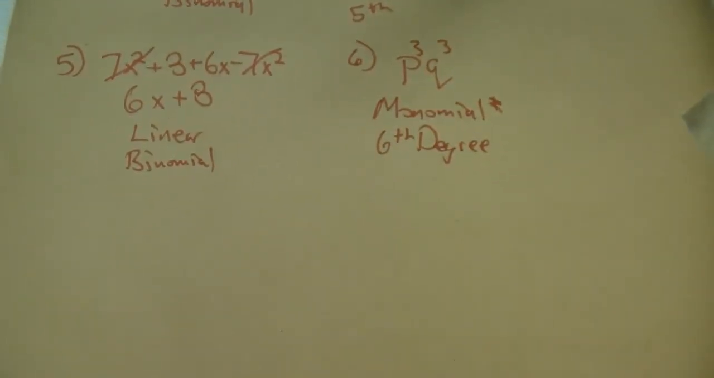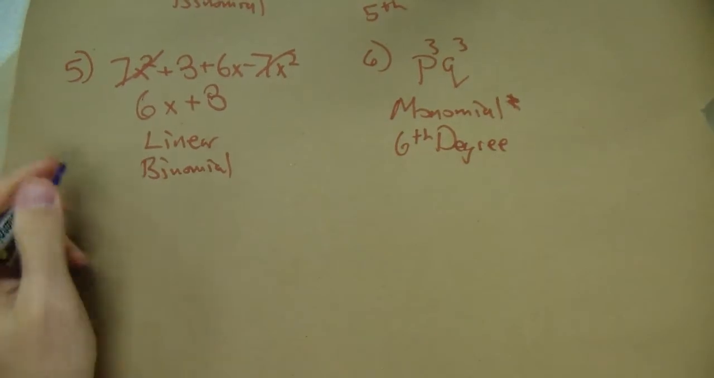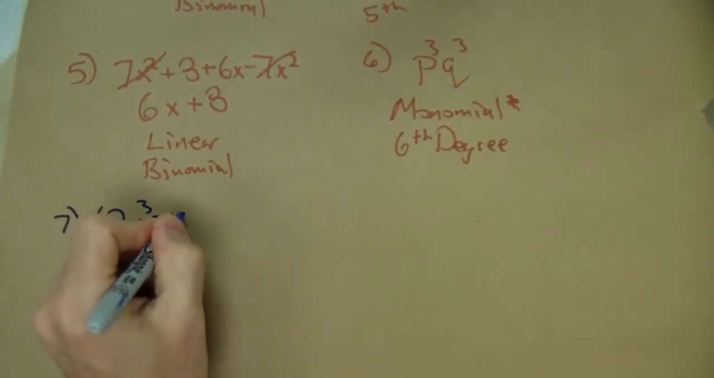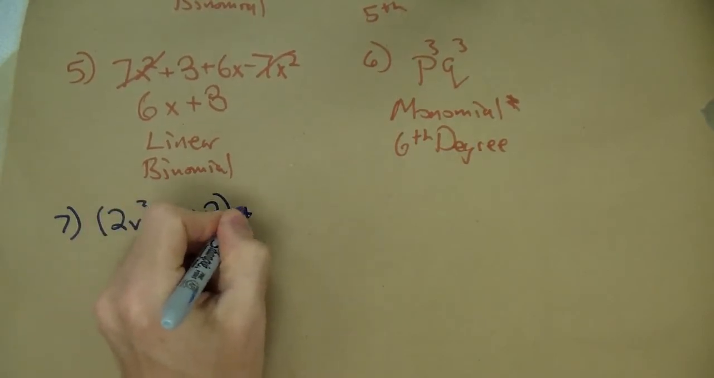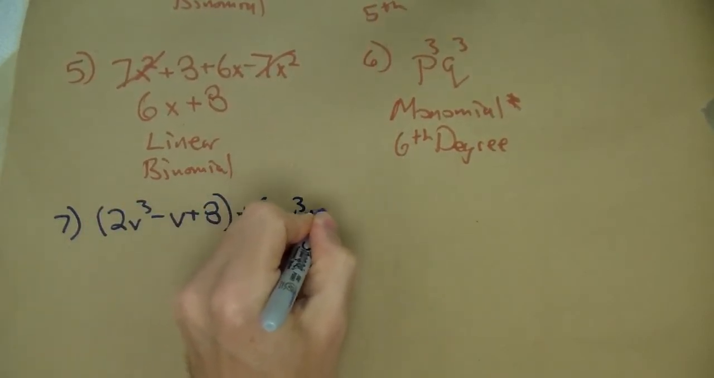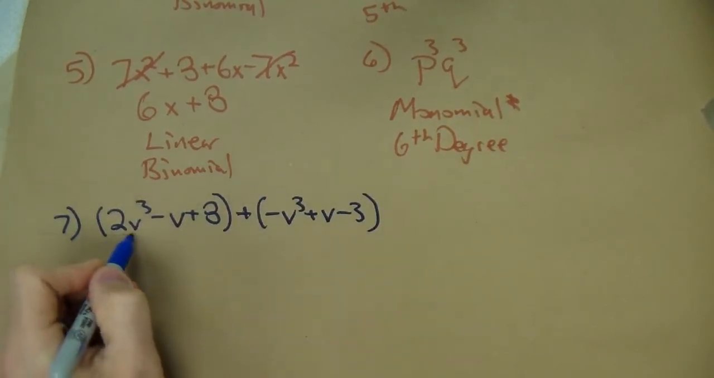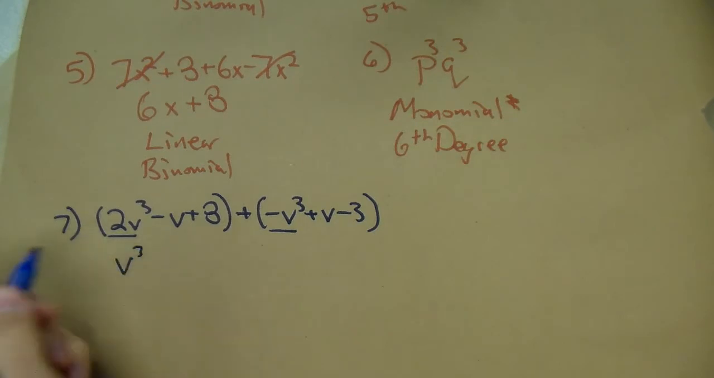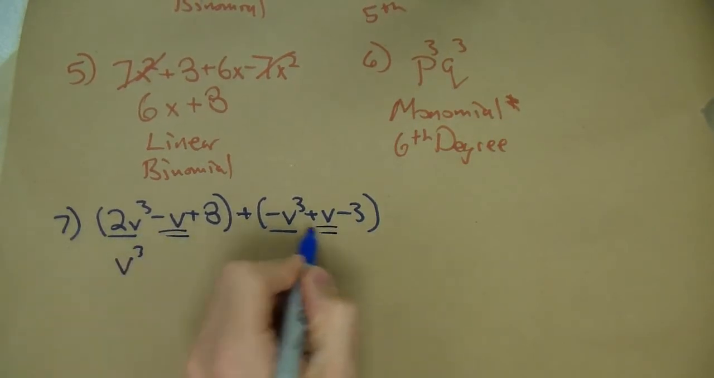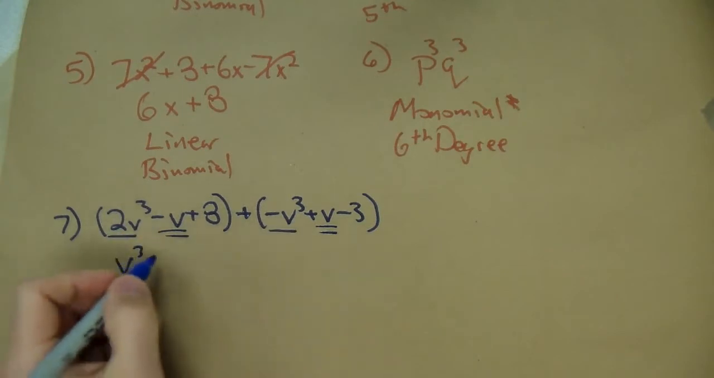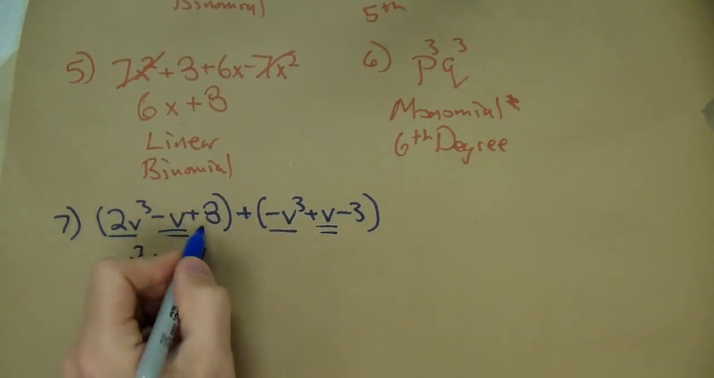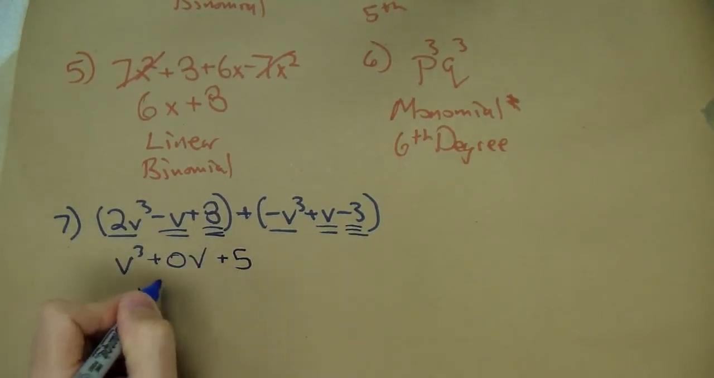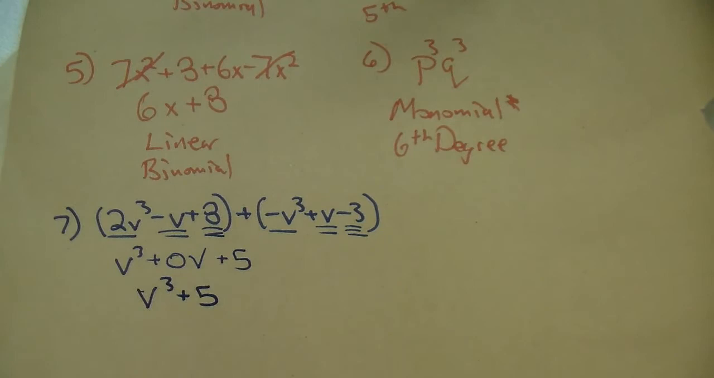Number 7, we're now simplifying, and it wants us to write them in standard form. So we go 2v to the third minus v plus 8 plus negative v to the third plus v minus 3. So looking at my v to the thirds, I have 2 and a minus 1. So that leaves me with a v to the third. Looking at my v's, I have negative v plus v just becomes 0v. And my constants, I have 8 minus 3, which is just 5. So we'd say v to the third plus 5.